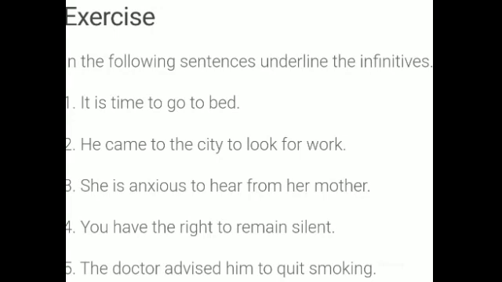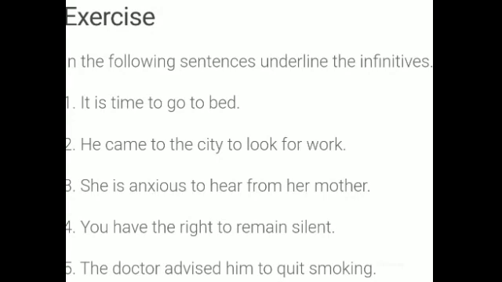The first one is, it is time to go to bed. The answer is to go. To bed will not be the right answer. It is to go. He came to the city to look for work. So here the answer is to look. The third sentence, she is anxious to hear from her mother. To hear is the answer.